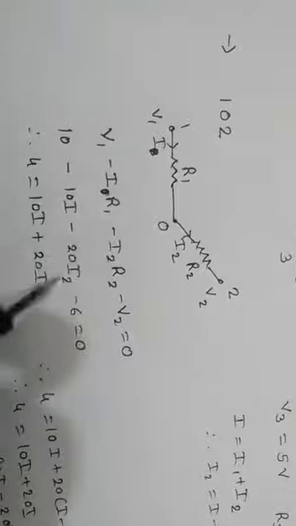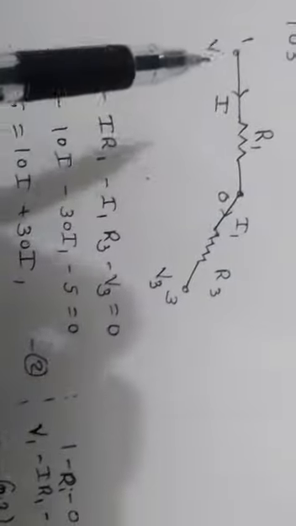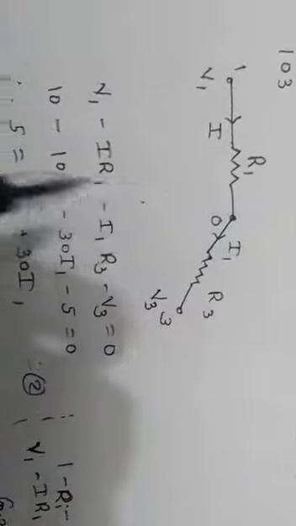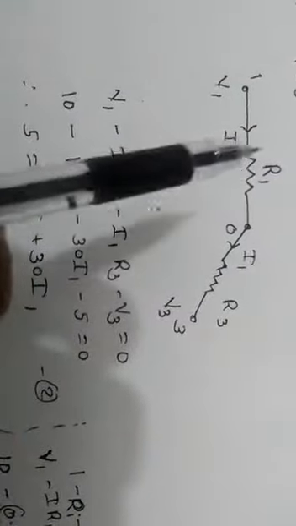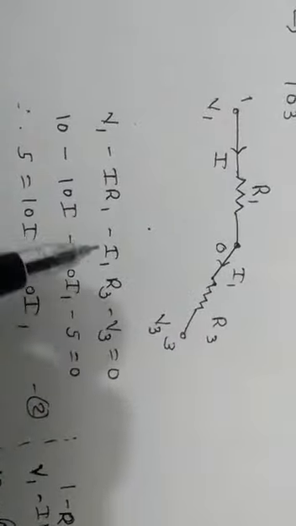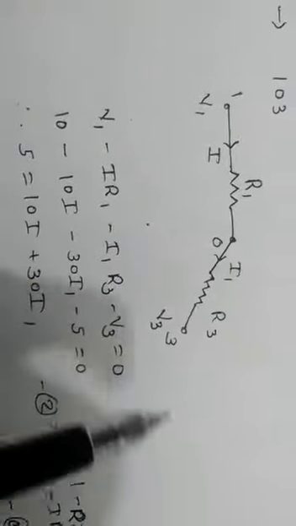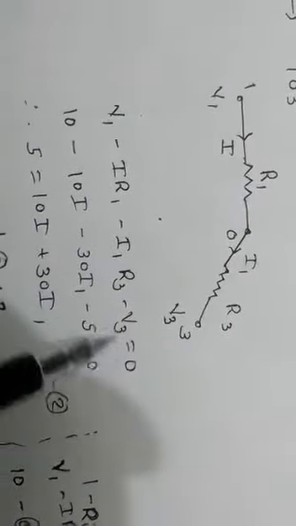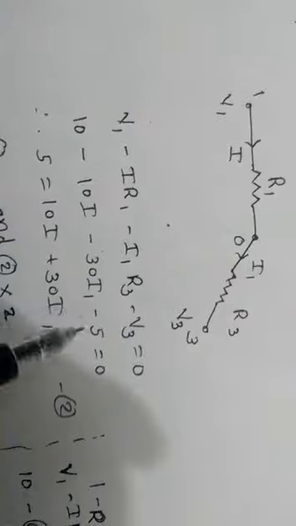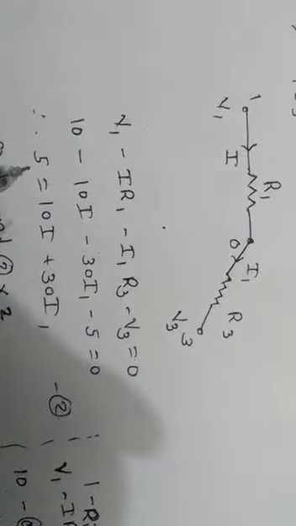Now we are just going to put in those values, and simultaneously for the second branch we are going to consider V1, loop 1 O and 3, as shown in the figure. Again we are going to derive one equation for that. V1 minus IR1 for this one. For this one it is going to be minus I1R3, and for this one it is V3 is equal to 0.